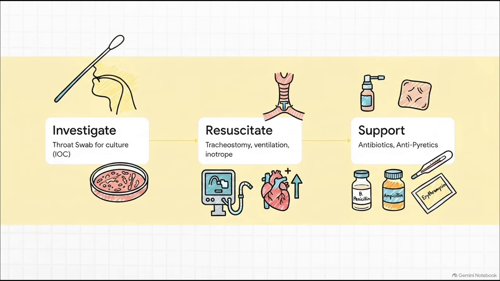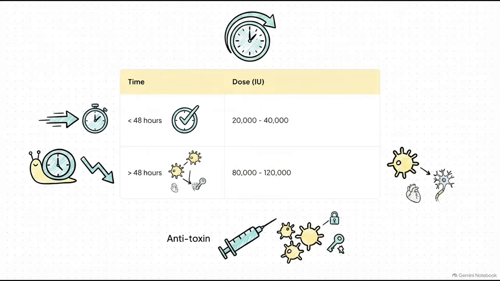Pharmacologically, we use antibiotics to kill the bug, specifically injectable benzylpenicillin, ampicillin, or erythromycin. We also provide supportive care like antipyretics for the fever, antihistamines as oral decongestants, and analgesics for pain. But remember, antibiotics only kill the bacteria. They do absolutely nothing to neutralize the toxin already circulating in the body. That is exactly why the true drug of choice, as highlighted heavily in the notes, is the diphtheria antitoxin.